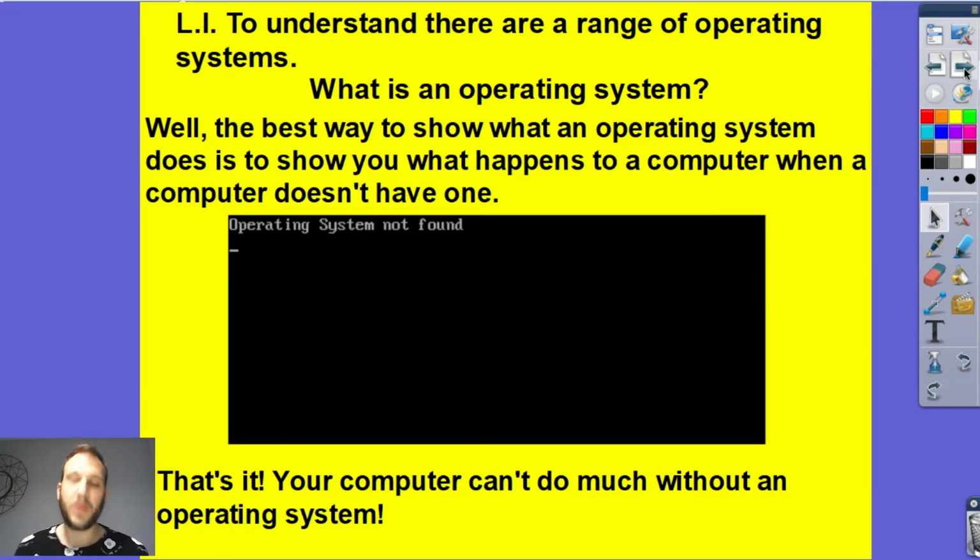So the best way we can show what an operating system is to show you what happens when you haven't got one. And when you have a computer without an operating system, you get this screen here, operating system not found. So a computer without an operating system does this. It does not a lot. It's pretty useless without one. So what you know of operating systems is actually what you see normally with a computer.